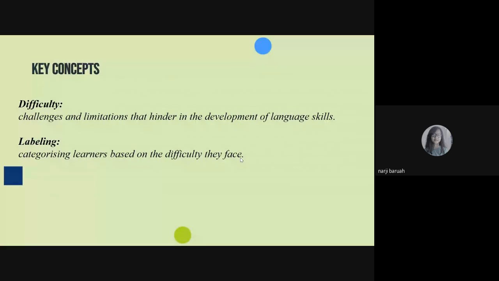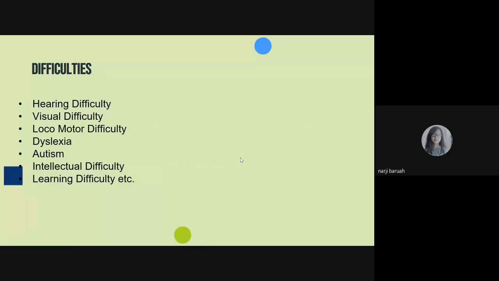The next concept is labeling, where students are categorized. In a class, you are all teachers, you know that there are different level students, and suppose a student is unable to do something, he or she is usually categorized as someone who cannot do this or that because he or she cannot move, has a broken limb or something. In that case, we say that that student is labeled. That is what labeling is. It means categorizing learners. These are the various difficulties which we usually come across in classrooms.